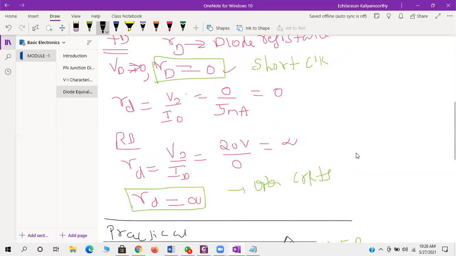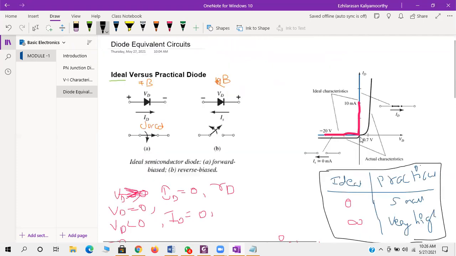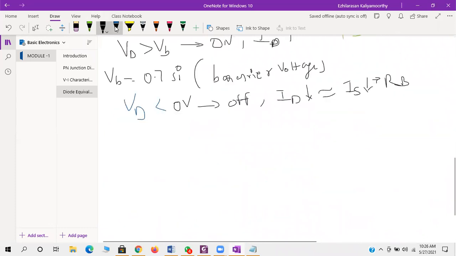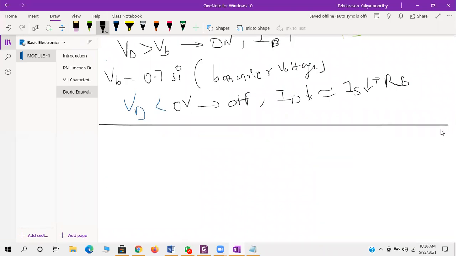So that is why you can see here in this graph, the black color shows 0. After that, during the reverse bias, there is a small amount of leakage current which will be constant. That is nothing but the difference between ideal versus practical diode. Now let us discuss the equivalent model, or let us see the equivalent circuit.